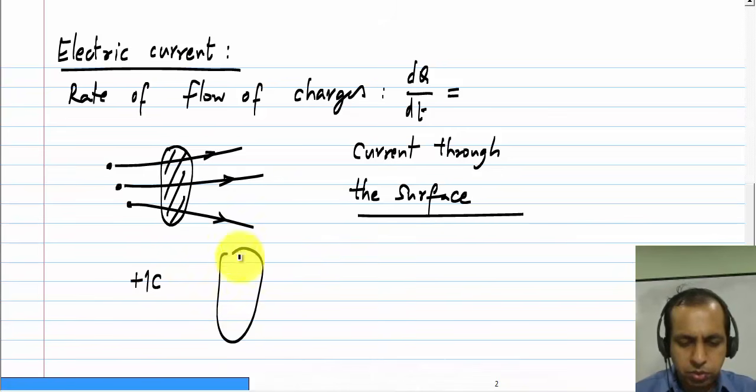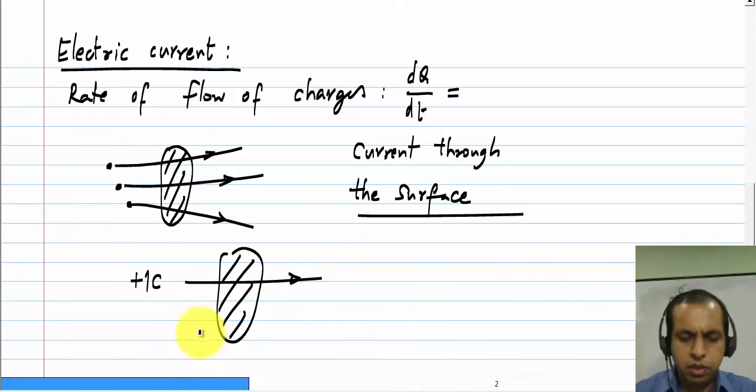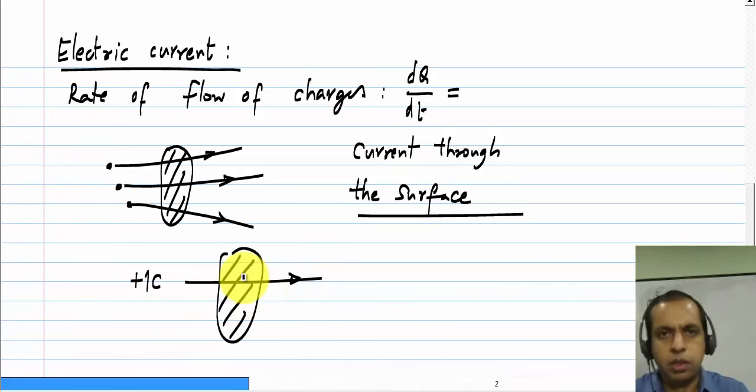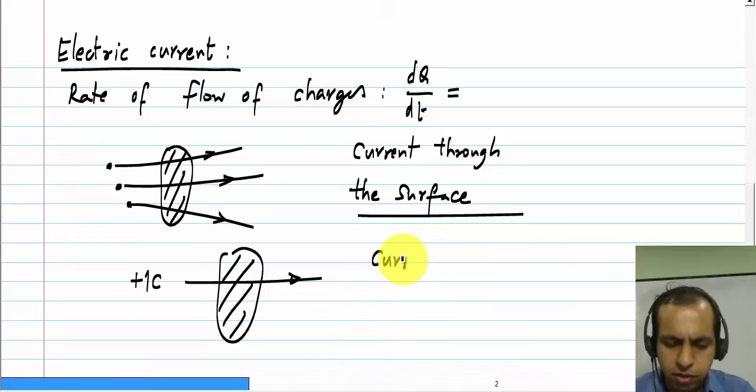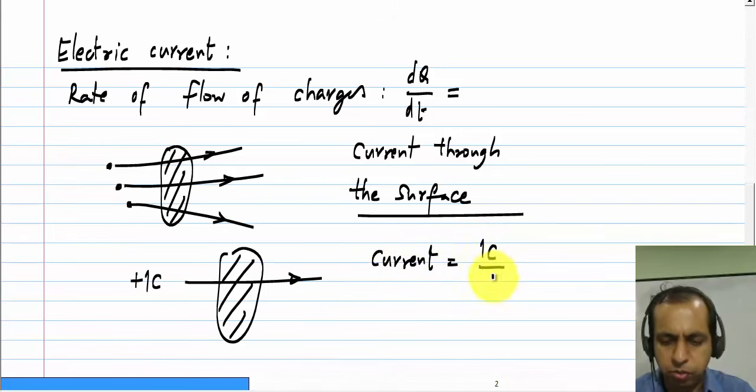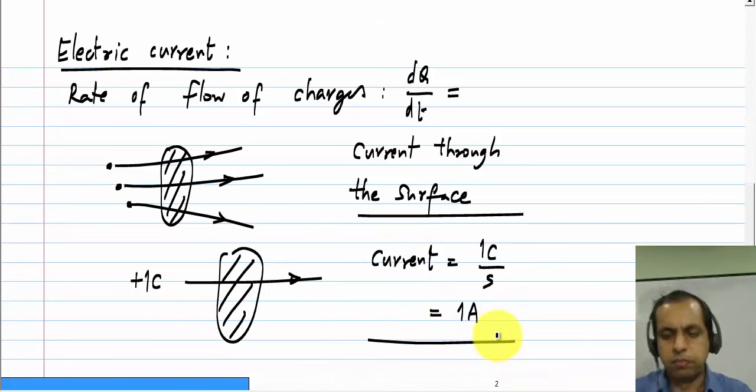Okay, so if you have, let's say, a 1 coulomb charge, that is plus 1 coulomb charge, and that happens to cross this surface in 1 second, that is, over 1 second a total of 1 coulomb of charge crosses a certain surface, then the current will be the rate of change of charge, which is 1 coulomb per second, which is given the unit of 1 ampere.